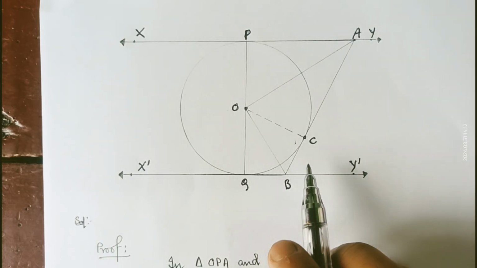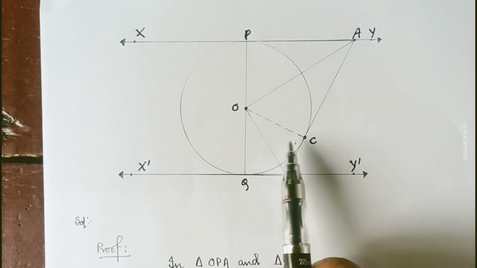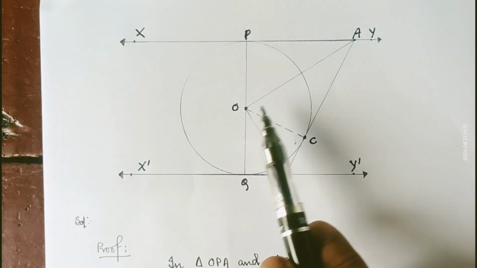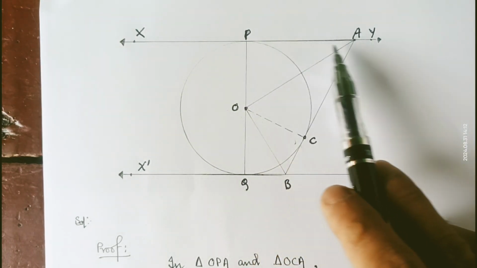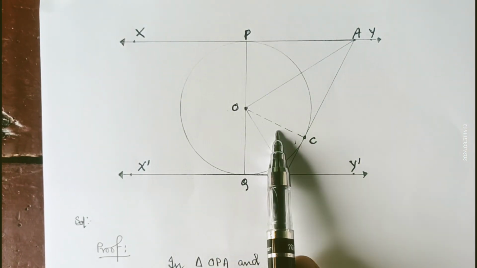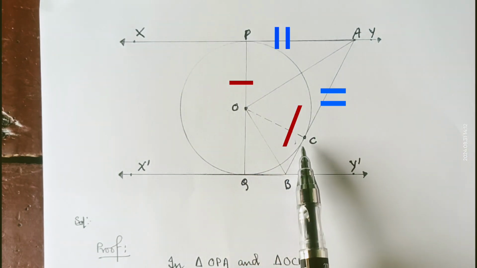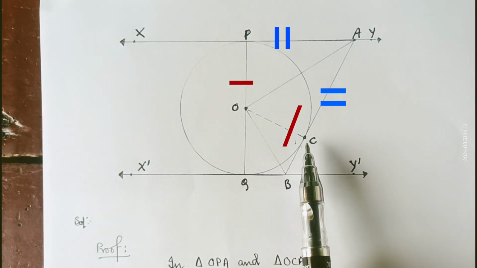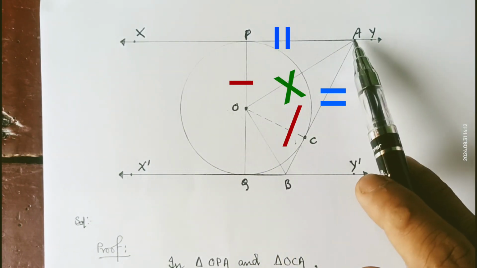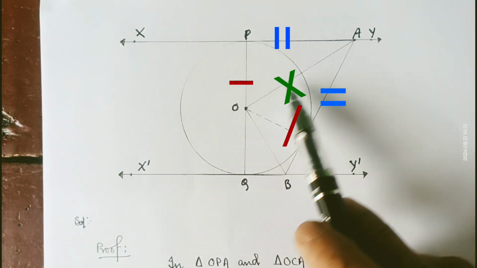Without construction it is not possible, so in the construction part we have to write, let us join O and point C. Now in the proof part we start from triangle OPA and triangle OCA. In OPA and OCA, OP equals OC because both of them are radii of the same circle. AP equals AC because these are tangents from an external point, and we know tangents drawn from an external point to a circle are equal, and AO is common.